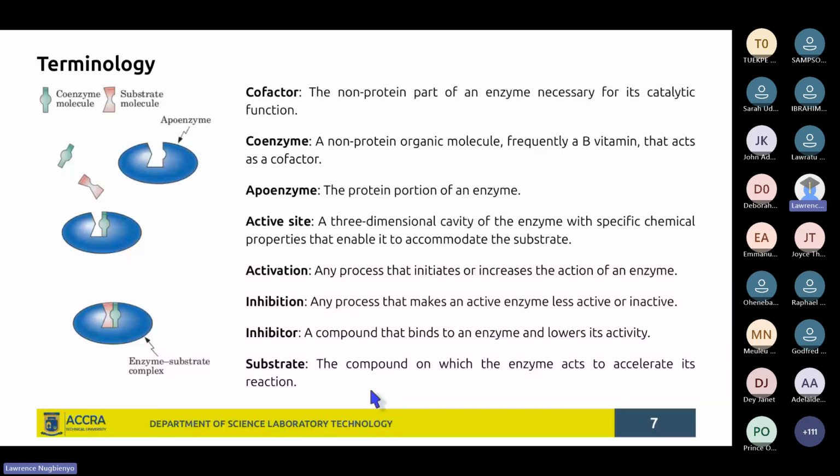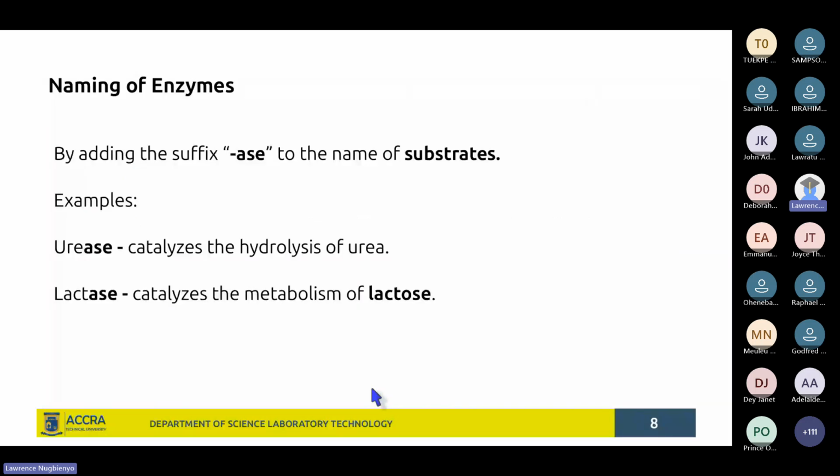We'll move on to look at naming of enzymes. How are enzymes named? You can actually tell what an enzyme does just by looking at the name of the enzyme. One of the forms in which enzymes are named is by adding the suffix -ase, A-S-E, to the name of the substrate on which the enzyme is acting. So, for instance, the enzyme urease.